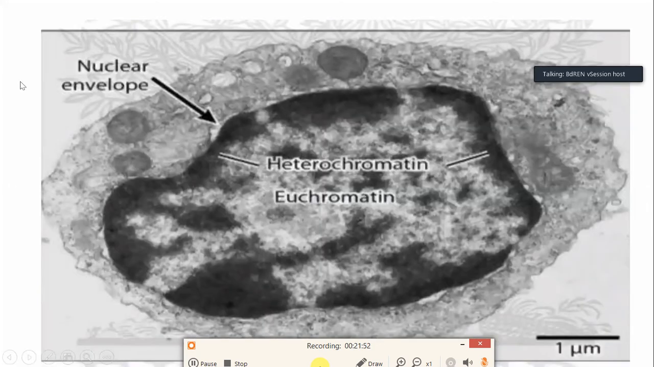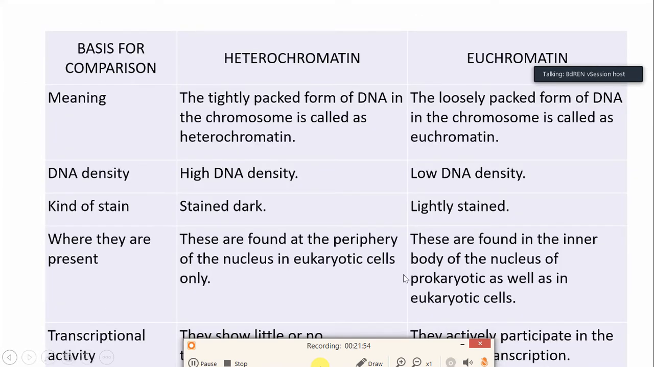Okay, the first is the overall meaning. Overall meaning is that the tightly packed form of DNA in the chromosome is called heterochromatin, and the euchromatin are the loosely packed form of DNA. DNA density, obviously, will be higher in the heterochromatin. We found it at the dark region. So there is a high density, and there is low DNA density. And in the context of staining, they take dark stain and they take light stain. That's why I write here lightly stained.